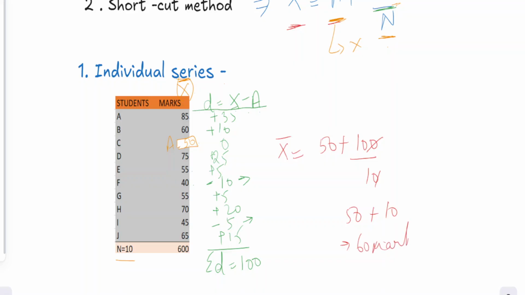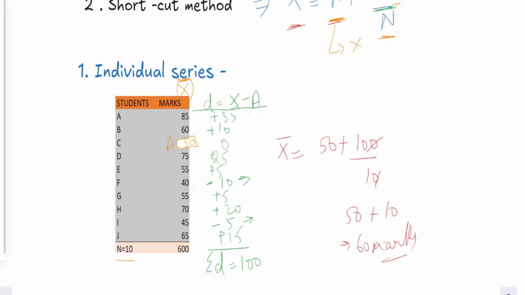60 marks. Now this answer is the same as we calculated from the direct method. So this is one of the ways in which I wanted to tell you that it hardly matters whether you calculate from the direct method, the shortcut method, or the step deviation method; the answer you get will be similar.